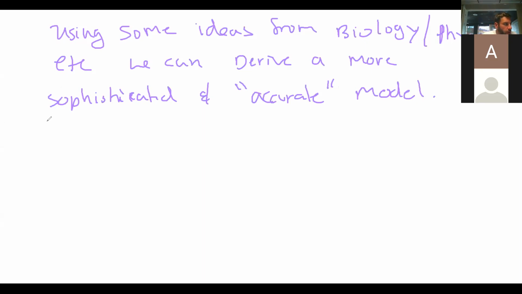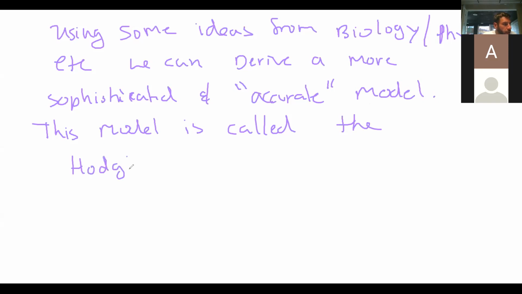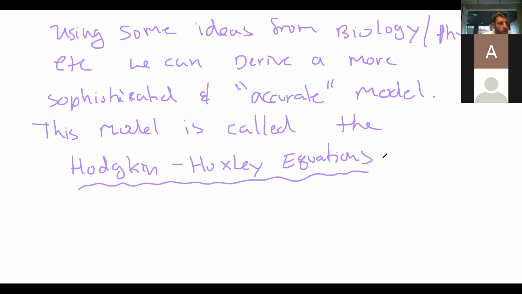So this model is called the Hodgkin-Huxley equation. Named after two gentlemen who actually were awarded the Nobel Prize for this. So if you Google it, you can read all about it. So notice that this is not called the Hodgkin-Huxley equation. It's called the Hodgkin-Huxley equations.